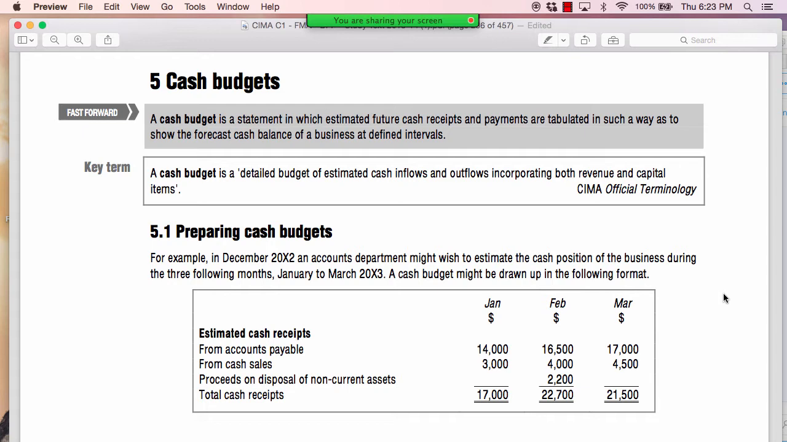So you can have a very profitable company, but also a company that has a negative cash flow. Is that possible? What do you think? Is that possible?